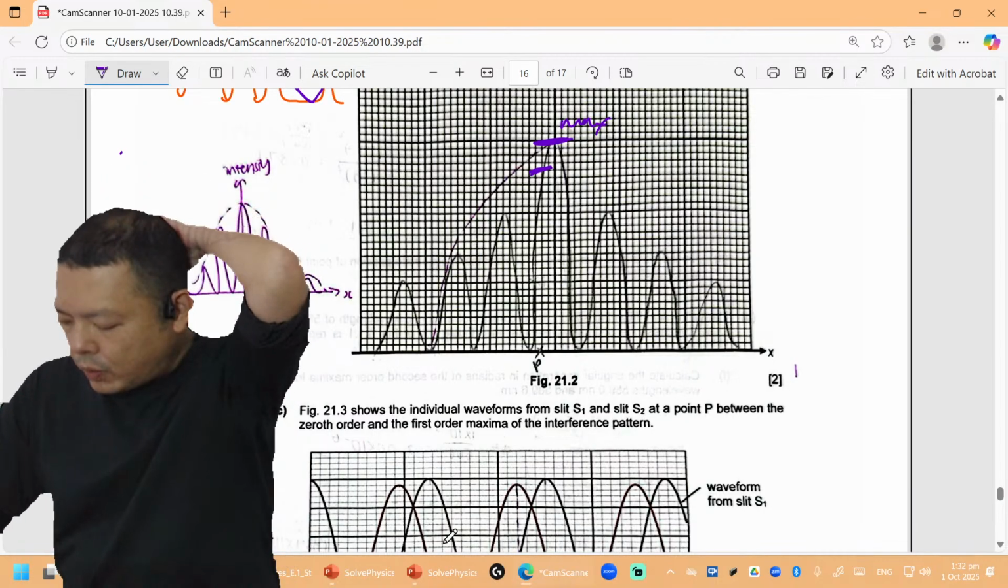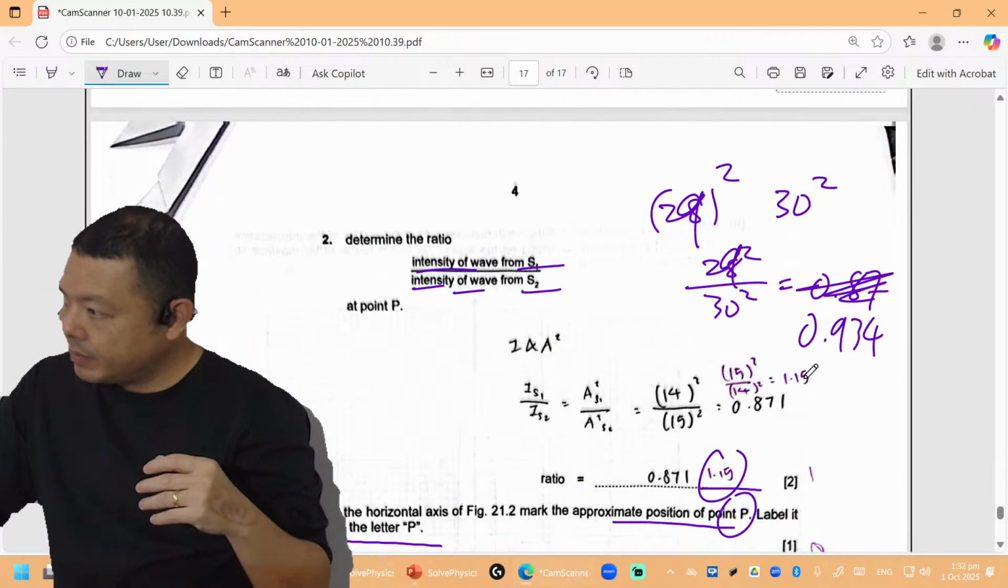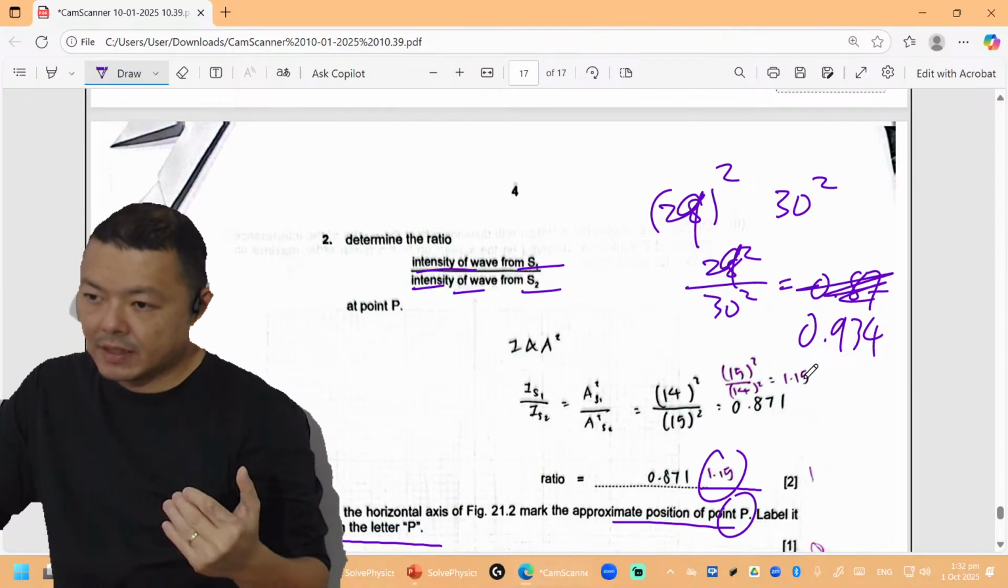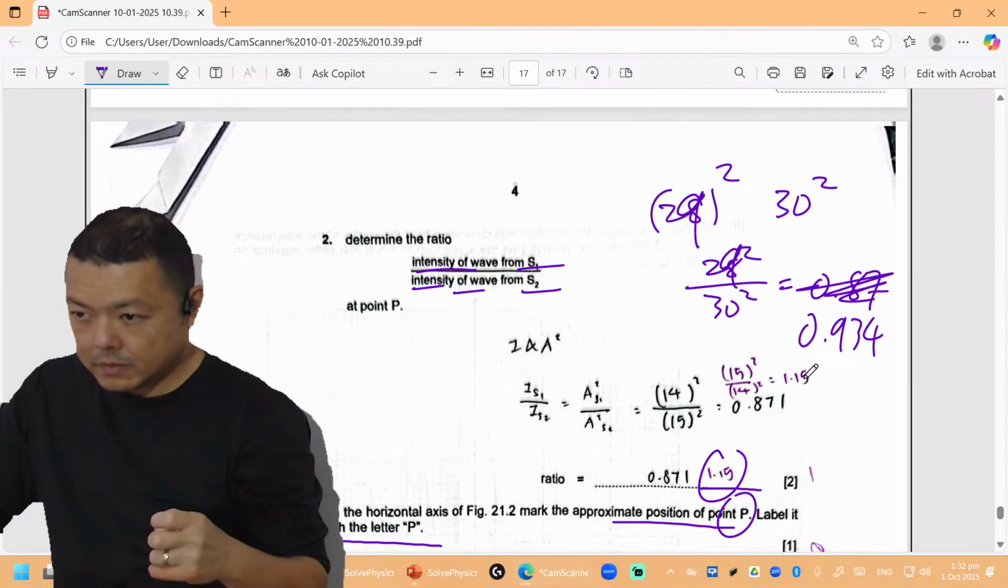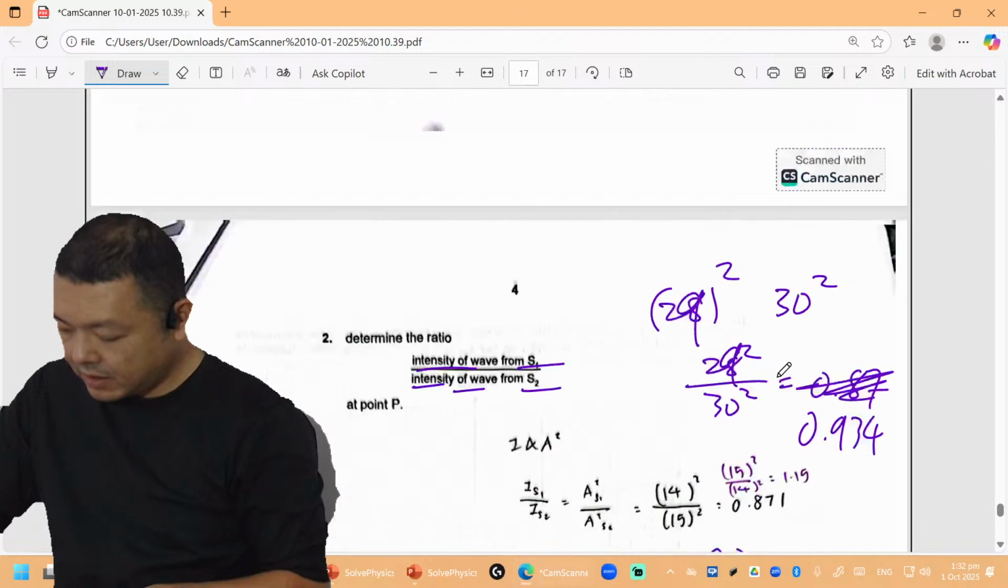Then you have to look for the 0.934 fraction. What we are doing here is trying to find the ratio of the intensity from the maxima, the maxima being 30 squared. I'm just assuming it's 30 squared. I'm not too sure what the exact answer is. What did they say?